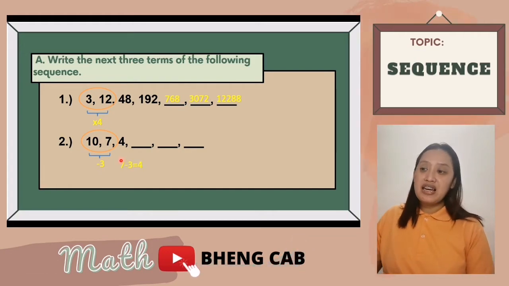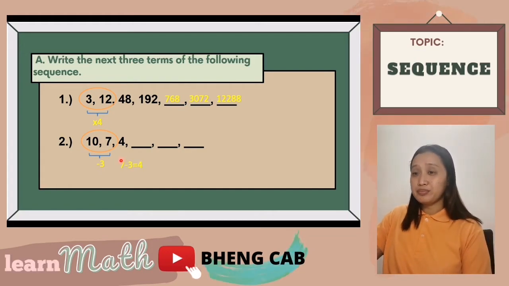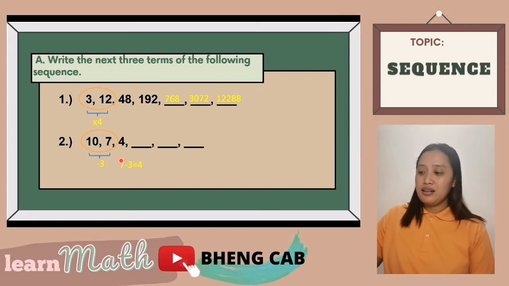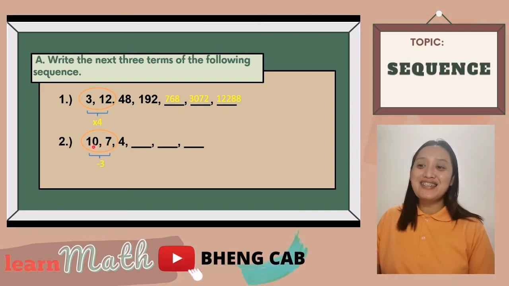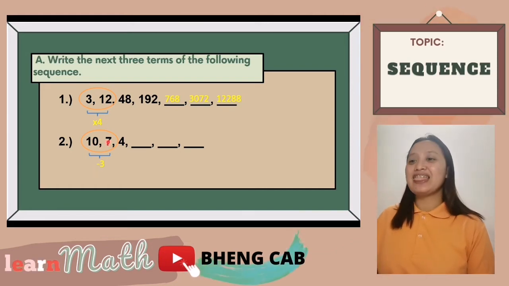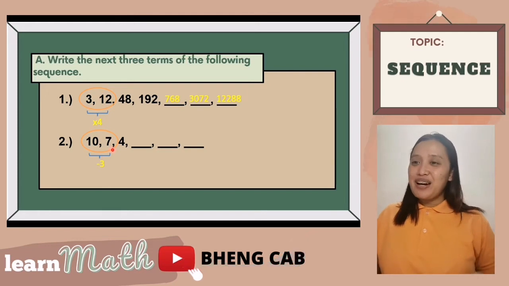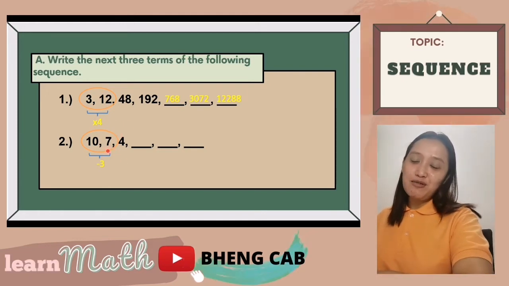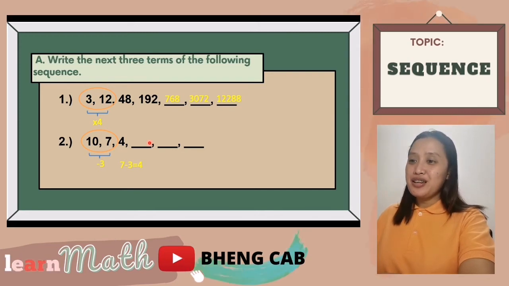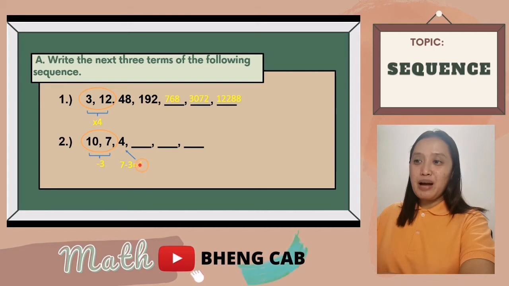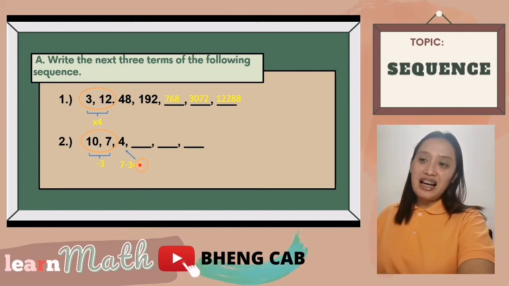Let's go back: 10 minus 3 is equal to 7. Para ma-check naman natin kung tama itong 4 na to, we will just have 7 minus 3. And that is equal to 4. So, tama yung trend natin na magma-minus tayo ng 3.